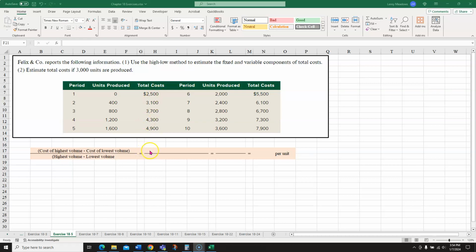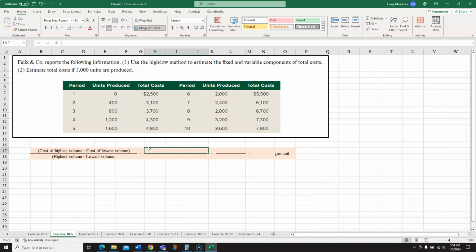In order to do the high-low method, the first thing we're going to do is get a per unit cost for variable cost. That's going to be the very first thing we do. Then step 2 will be to figure out our fixed costs out of the total cost, once we have a variable cost.